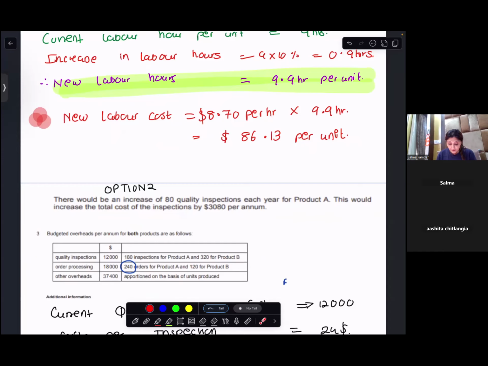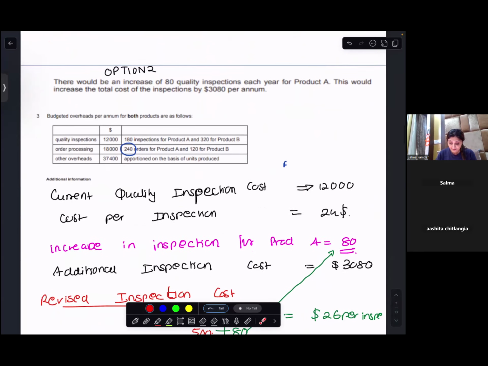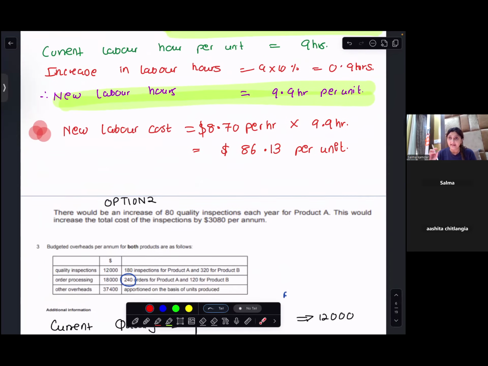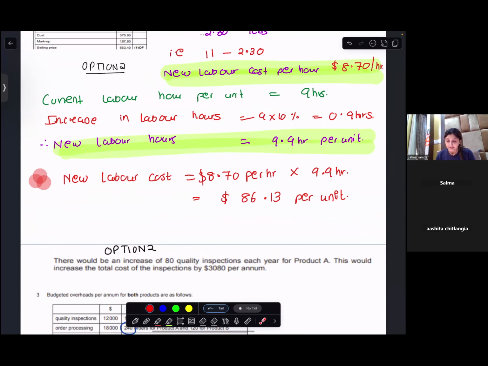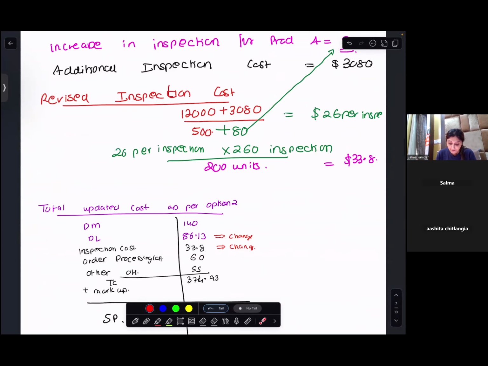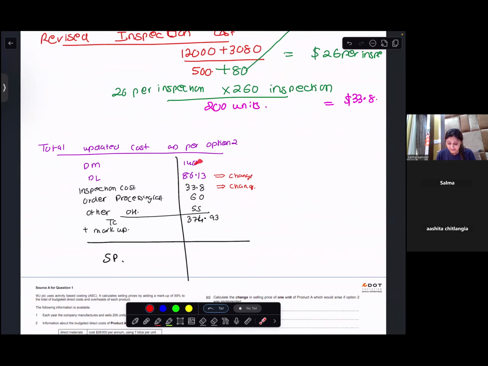86.13. Now my option 2 says, we discussed the direct labor cost. Direct material cost is going to remain the same. Direct labor cost will change and it is becoming 86.13. Okay. Are you with me?